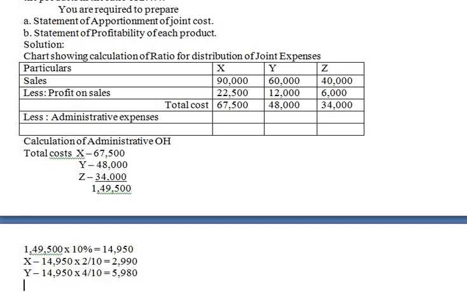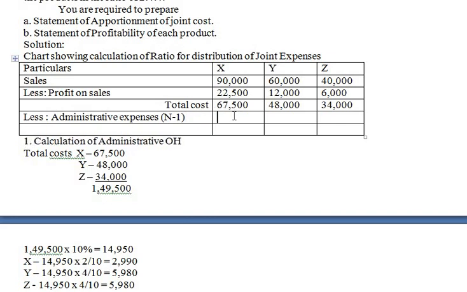Okay, now same calculation for Z as well. Z, then 14,950 into 4 divided by 10, which is equal to 5,980. Hope everybody has understood this calculation. Now take it here. Here you can write working note number 1.